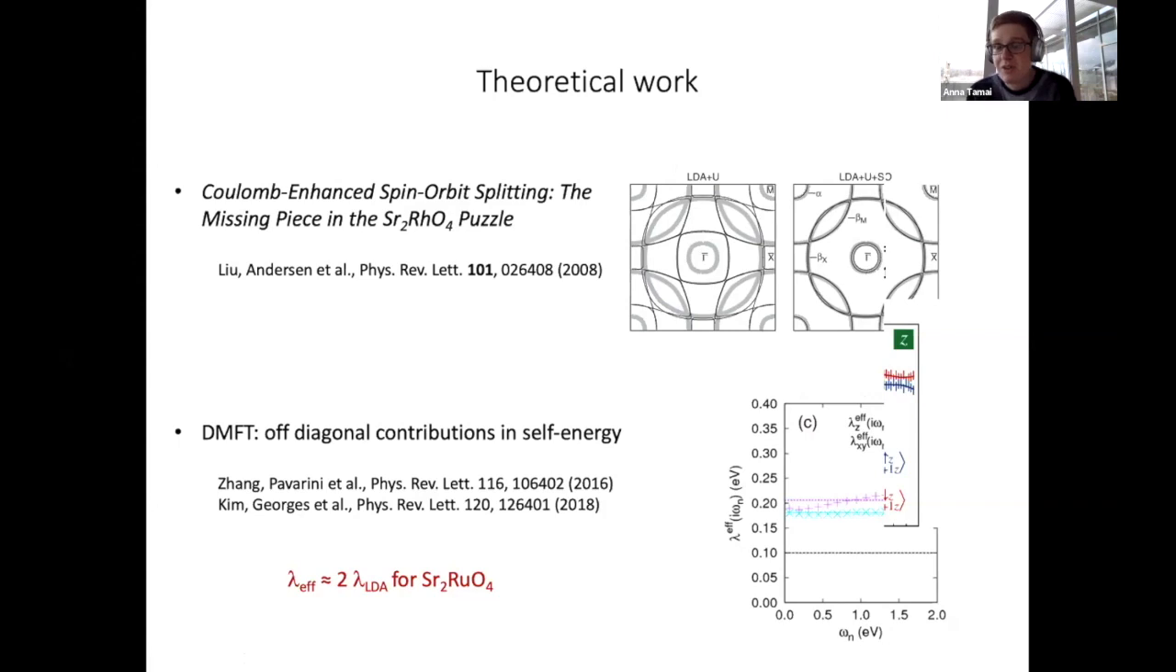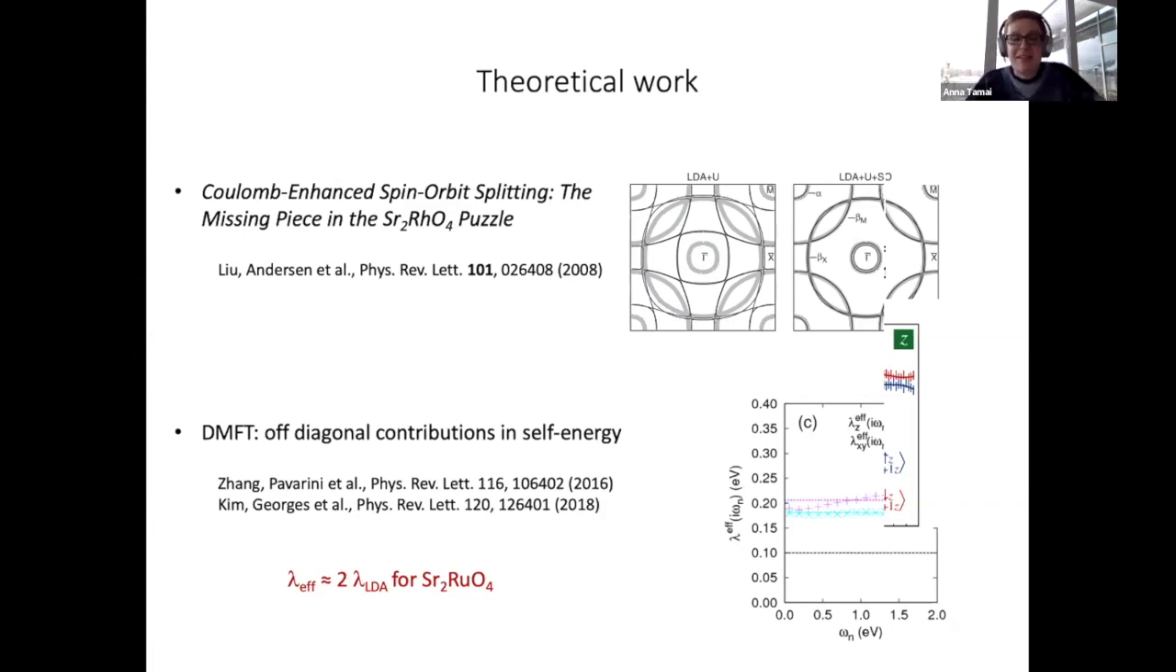There is much more modern DMFT theory that looks at this problem. Spin-orbit coupling reveals itself as an off-diagonal term in the self-energy, and what DMFT finds is that these off-diagonal terms are frequency independent, and the effective spin-orbit coupling is basically twice what you expect from LDA.